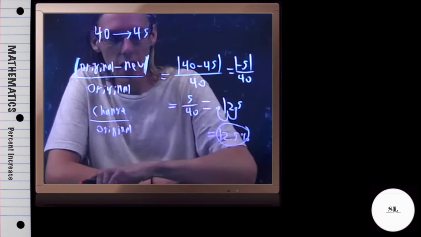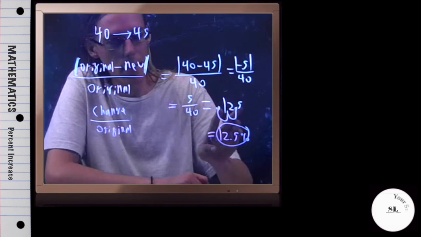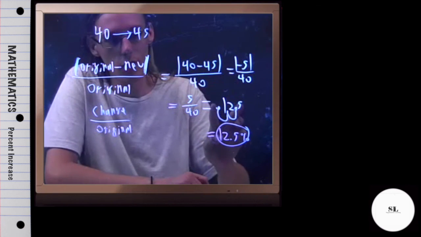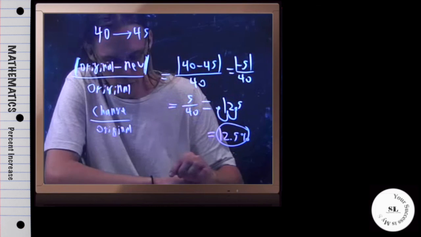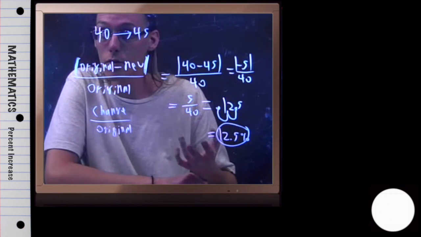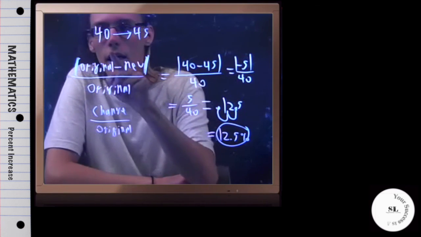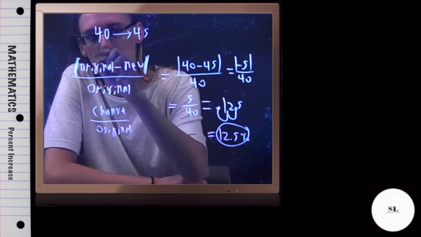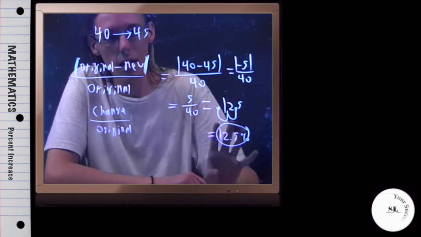So what does that mean? Well, if I take 40, the number I started with, and I multiply that by, remember whenever you do this sort of stuff, you have to use the decimal number. If I multiply it by 0.125, what do you get? 5. How much did it increase? It increased 5. So compared to the original amount, it went up by 12.5% of that amount.